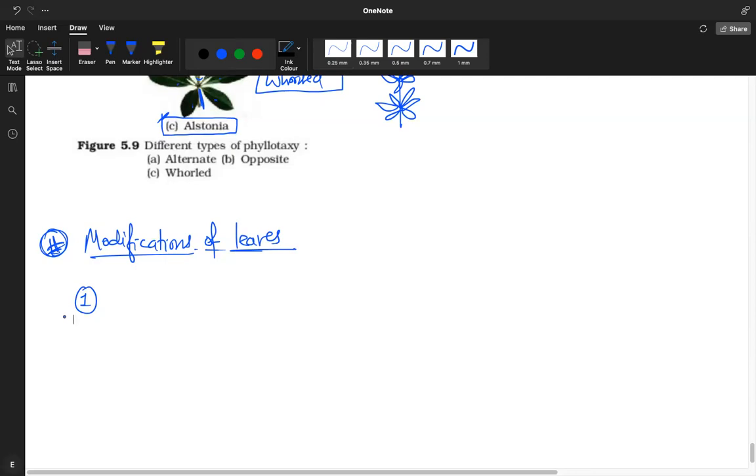What is the primary function of leaf? Ash, you're not audible to me. Yes, Hiram. Sir, I said photosynthesis. Yes, right. Photosynthesis is the primary function. So modifications will be doing something apart from that. So tell me now quickly, what are the modifications of leaves?